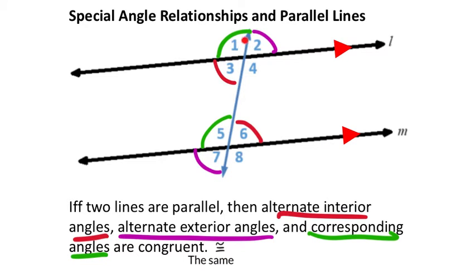Like angle 1, I'd say is up and to the left of this vertex. Angle 5 at this vertex, up and to the left. See, that's what we mean by same position. So angles 1 and 5 would be congruent because they're corresponding.